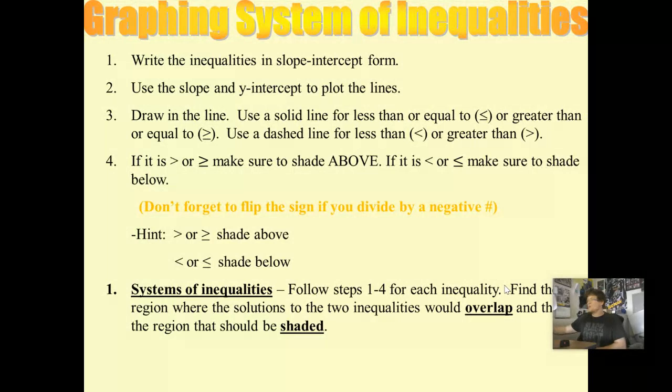Here's what we did. Here are the steps. Step number 1, write the inequalities in slope-intercept form. Step number 2, use the slope and y-intercepts to graph those lines. Step number 3, draw in the lines, remembering that it's solid for less than or equal to or greater than or equal to, but then dashed for less than or greater than. Then we looked for the shading. If it was greater than or equal to, we shaded above. If it's less than or equal to, we shaded below. The last step, guys, we found where those two shades intersected, and we made sure that was a little bit darker for that shade.